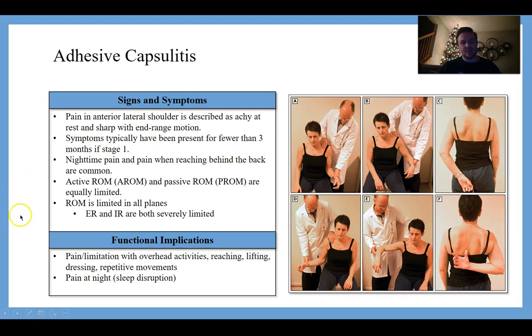Signs and symptoms: your big hallmark here is loss of range of motion in all planes. Internal and external rotation are severely limited. If we look at the picture on the right, this top picture is her affected arm. You can see her external rotation here versus her unaffected, internal rotation here versus unaffected. She can't even abduct up to 90 degrees in this picture. And here's reaching behind her back, affected versus not affected. So it's a tough case.